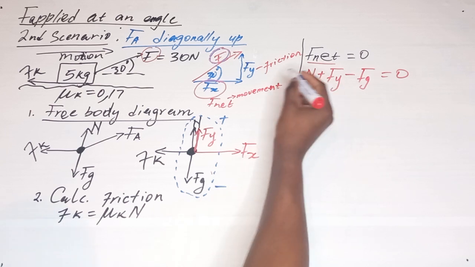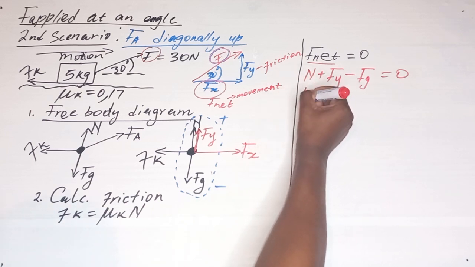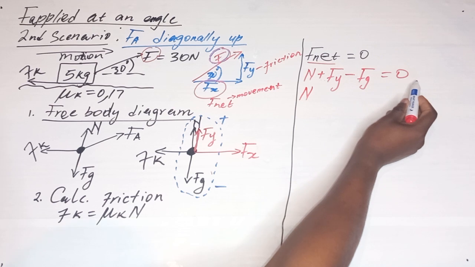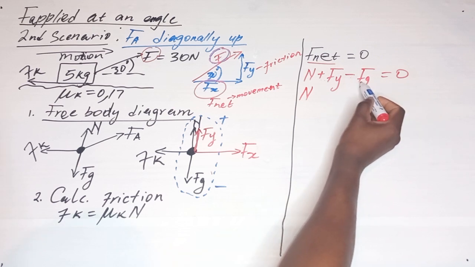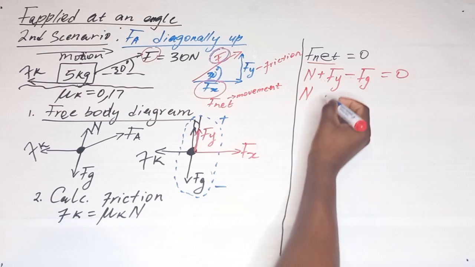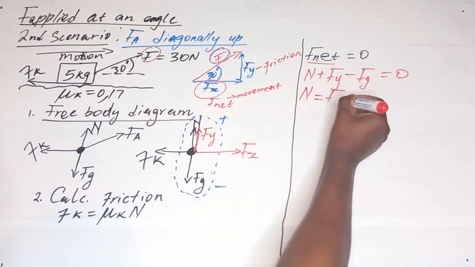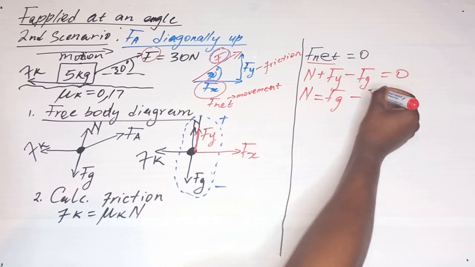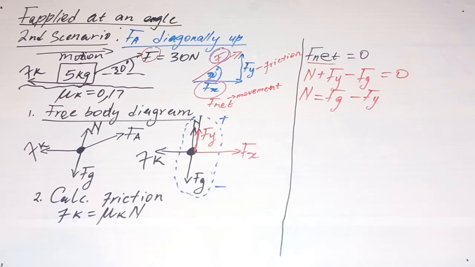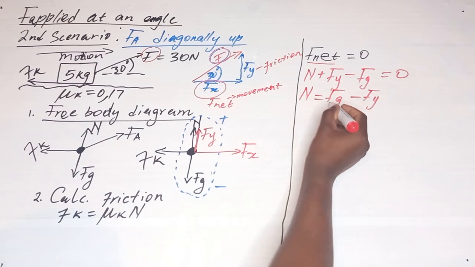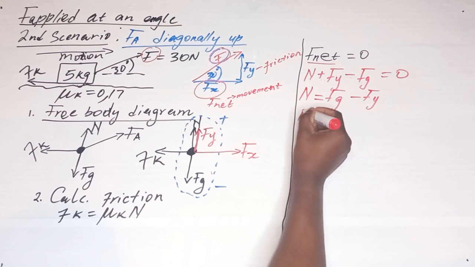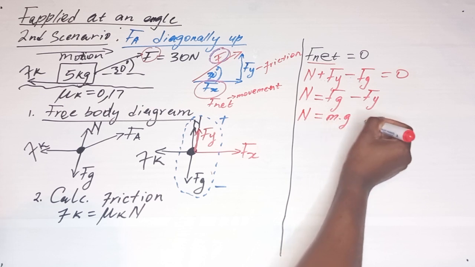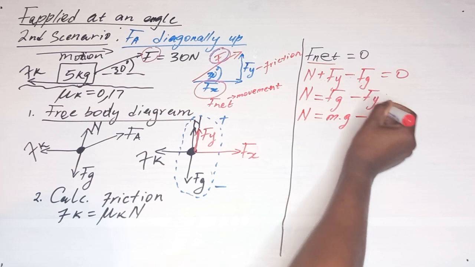Therefore, if you make the normal force the subject, Fy is going to be negative when I transpose it to the other side, and Fg is going to be positive. So let us start with the positive one. Fg is positive when I transpose, and Fy is negative when we transpose, right? We remember that Fg can also be expressed as m times g, minus the y component.